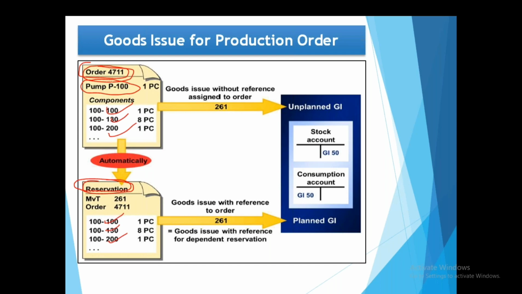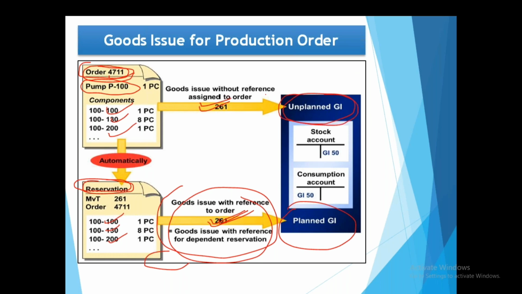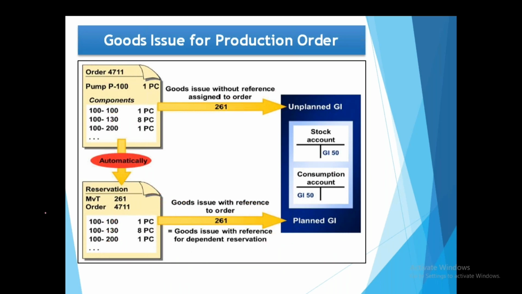Using this production order, they will do the goods issue with movement type 261, and this is again a planned goods issue. Sometimes they need some extra materials. At that time you can post an unplanned goods issue also, without reference to an order. That is also possible, but in the normal scenario they will post through a production order. This I will show in the system: goods issue for production order.